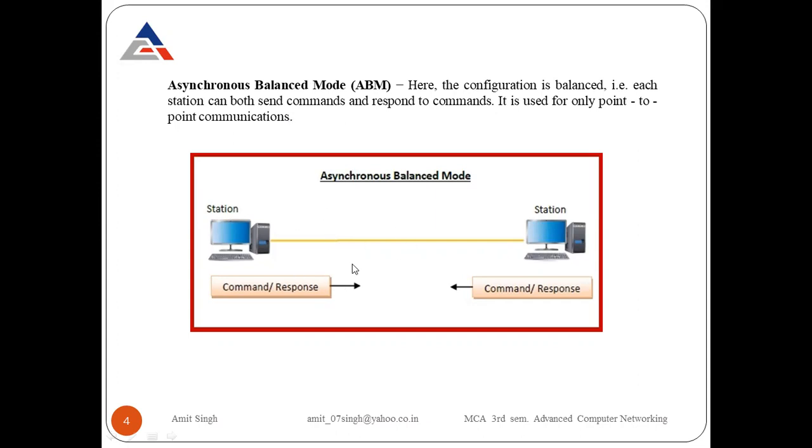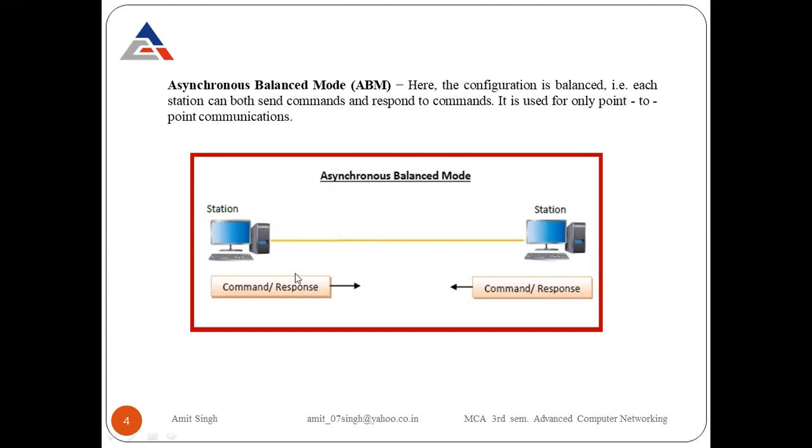as shown in the diagram. And we all know the meaning of point-to-point communication. It means node to node communication. In this case, we have a single user at the sender side, and we also have a single user at the receiver side. So it is called a station. The other is also called a station.